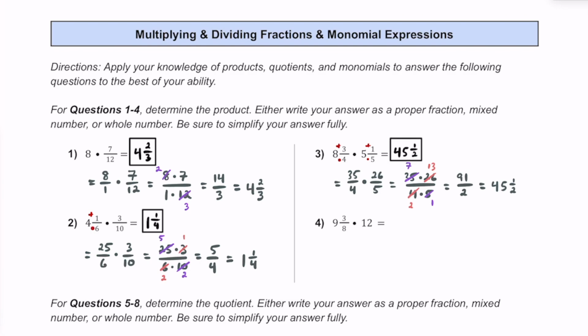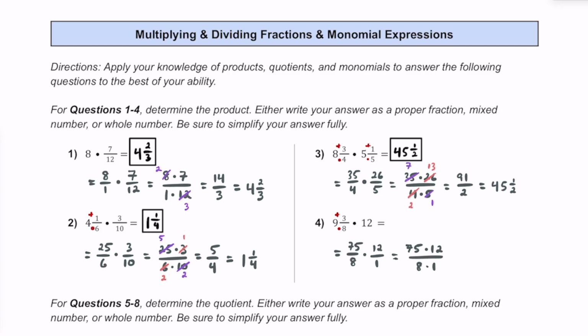For number 4, we have another mixed number multiplied by a whole number. So 9 times 8 is going to be 72 plus the 3 here. That's going to be 75. So we're looking at 75 over 8. We're going to go ahead and multiply that by 12. But 12 as a fraction, we can just write that as 12 over 1, right? Now, let's see. As one fraction, we're going to say this is 75 multiplied by 12. And on the bottom, we have 8 times 1.